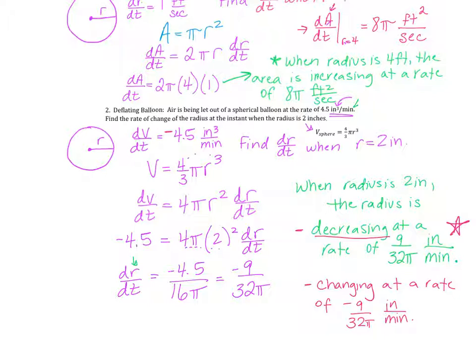But you have to do one of them. If it's multiple choice and they ask for dr dt, what did you get? You got a negative. So dr dt is negative. How you interpret that, you could write it a couple different ways.